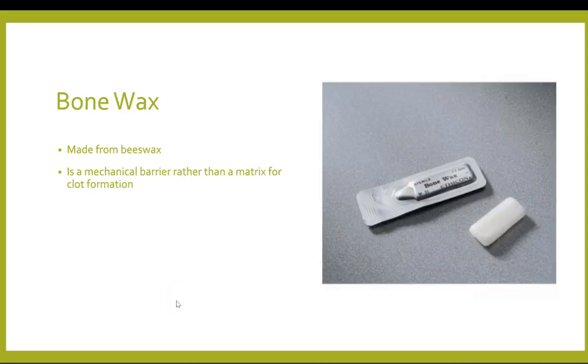And then we have bone wax. Bone wax is made from beeswax, and we don't use bone wax as often as we used to, but basically you would just rub this on the bone and it would create a mechanical barrier so that the blood couldn't seep out of the bone. It was just a plug as opposed to actually providing that matrix for the clot formation. This was just like putting a plug on top of the vessel so that the bleeding couldn't occur.